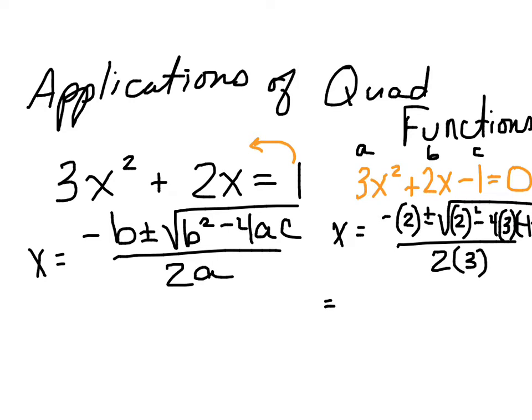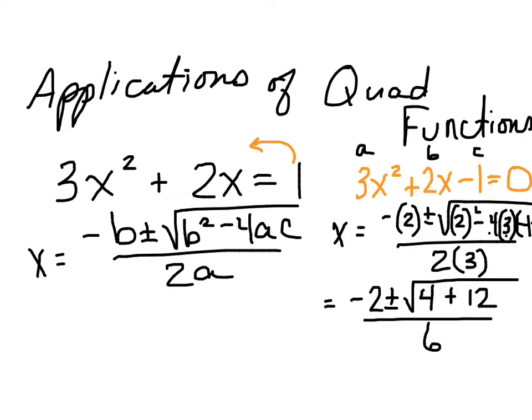So on the first part, you have negative 2 plus or minus the square root of 4 plus 12. The reason it's plus 12 is because negative 4, 3, and negative 1, when you multiply them all, gives you a positive 12, divided by 6, because 2 times 3 is 6. Then 4 plus 12 on the inside would be 16, the square root of 16 over 6.